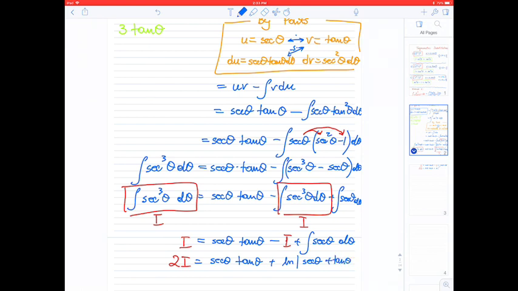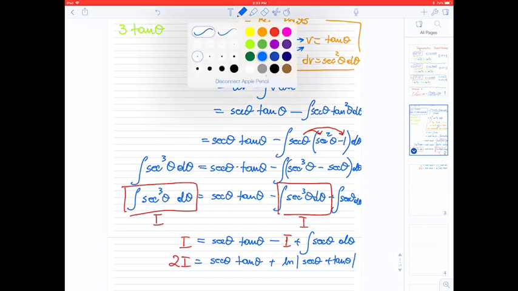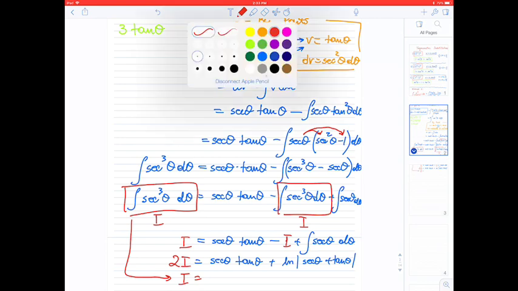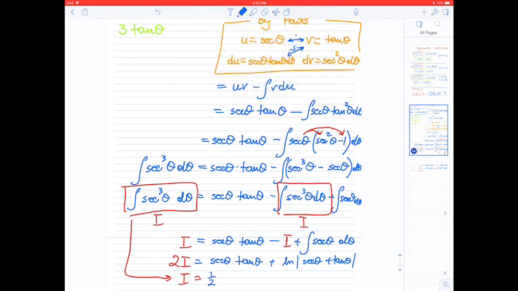You may check your textbook for the solution, or you can try on your own. Okay, that's now I, which is my integral of secant cube. I have to just divide by 2. That means this will be half of the right hand side: secant theta tangent theta plus natural log of secant plus tangent, but one times half. Okay, that's my integral of secant cube.